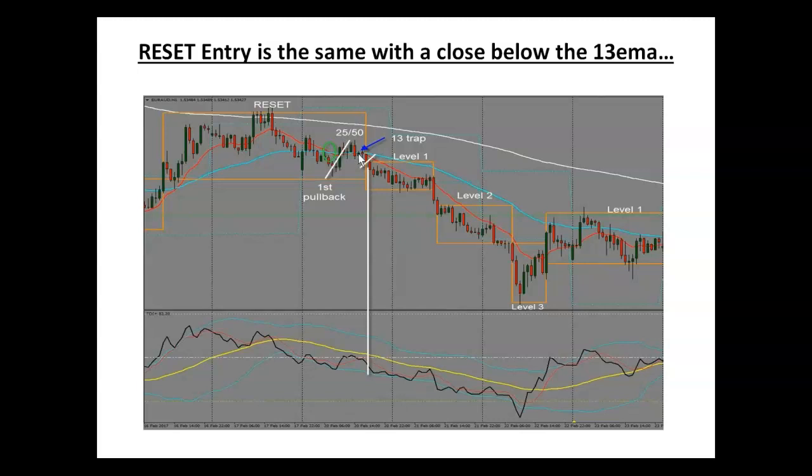Okay. Notice this one kind of sort of, depending on your screen, if it closed above or below the 13 or not. Okay. Some of you say yes, it did. Some of you say no. But if the 13 and the 50 is right there, I would probably prefer a trap of the 50. All right, the 13 trap, I wrote out the 13 trap. It did not trap the 50 because I clearly see the blue line right above the green candle.